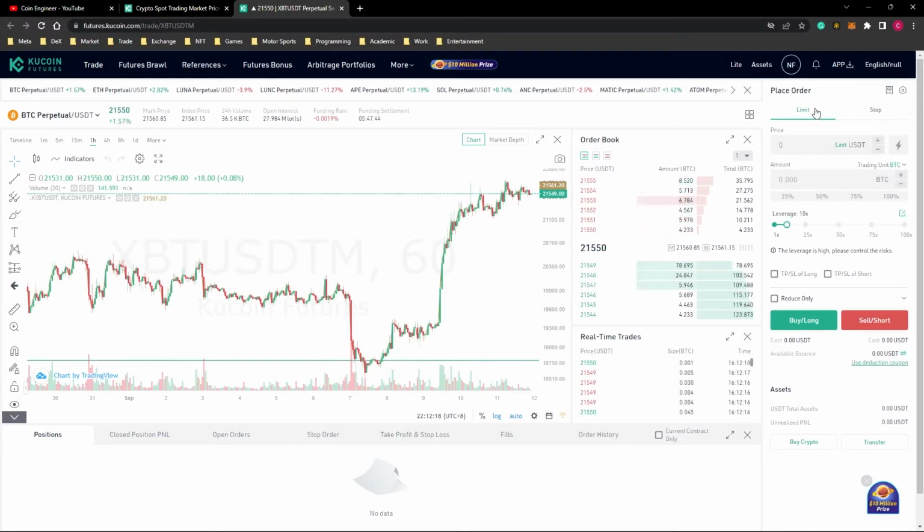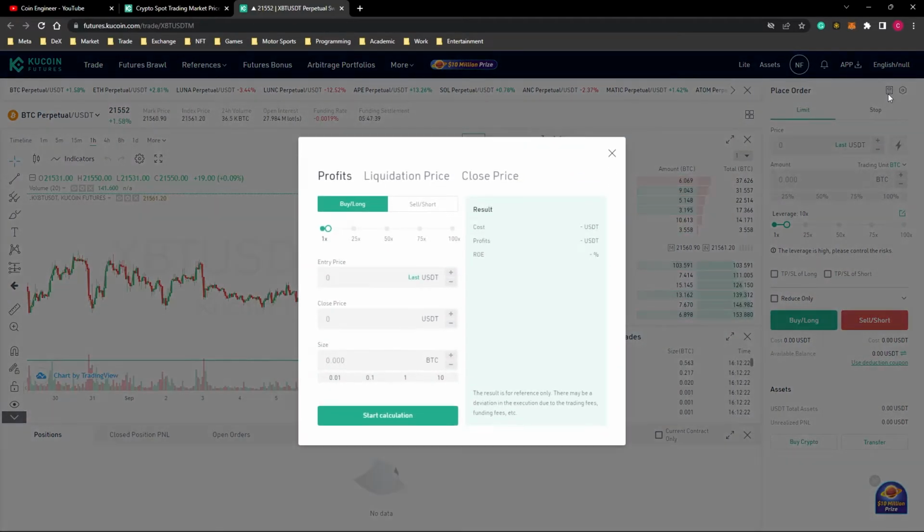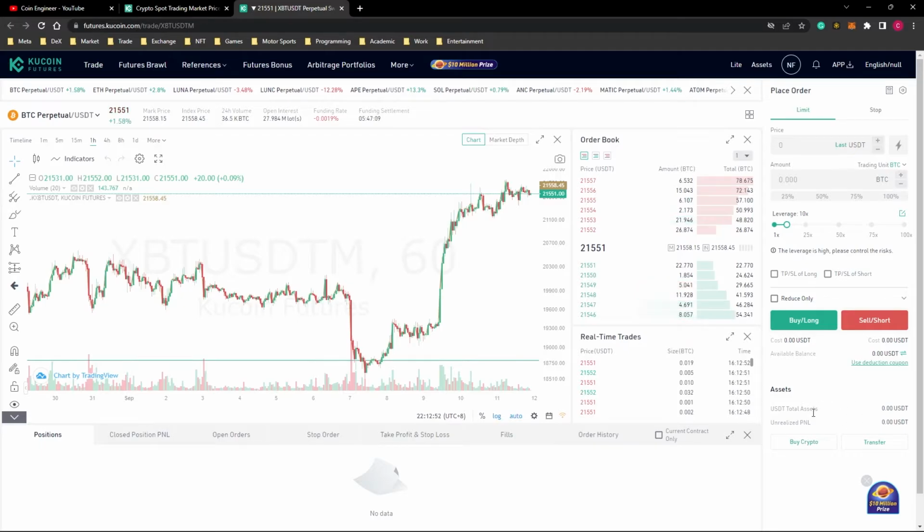Here again we have the limit and stop limit order options, and in addition you can use this calculator button to calculate your target level margin ratio and profits based on how much leverage you use. You can track your total balance and unrealized profit loss ratio at the bottom.